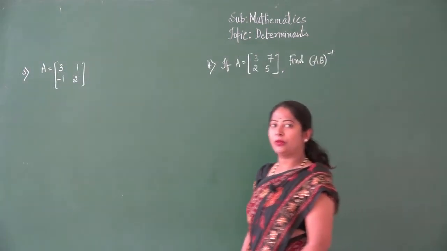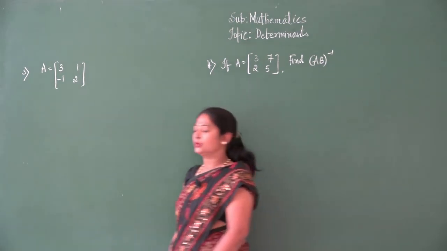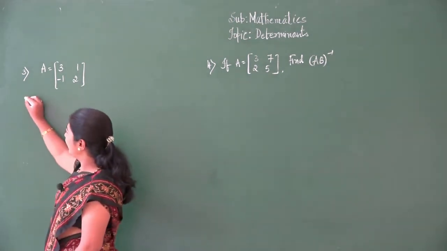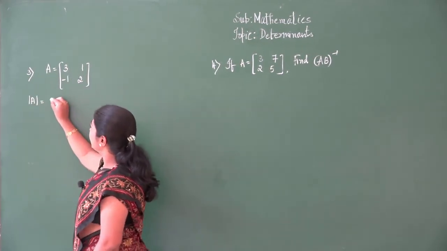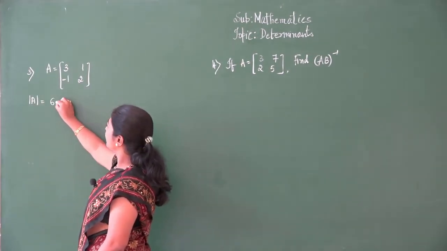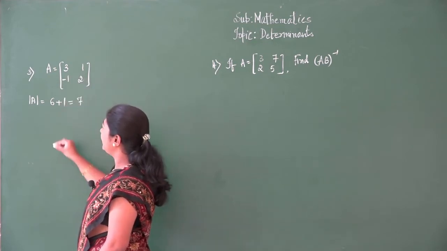Moving on to the next problem we have A equal to, the elements are 3, 1, minus 1, 2. First we shall find the value of determinant A. Product of the principal diagonal, that is 6, followed by the formula, it is a minus sign. Minus 1 into minus 1, it will be plus 1. 6 plus 1 will be 7.